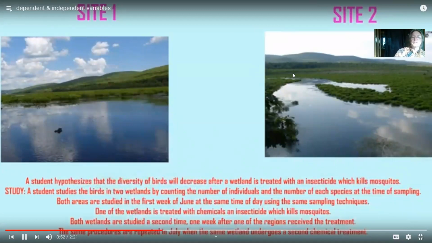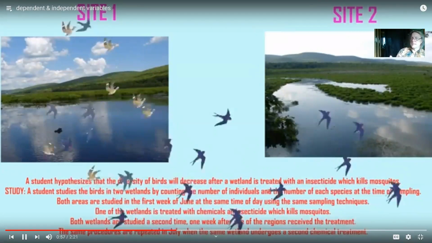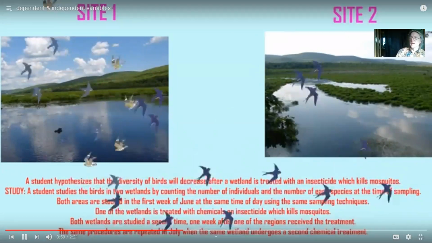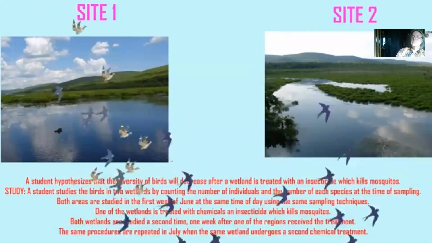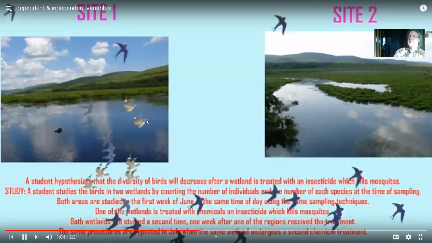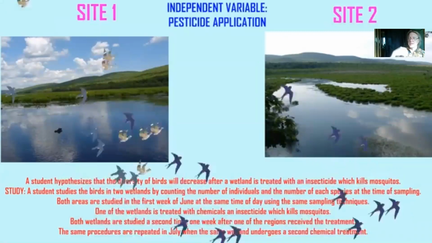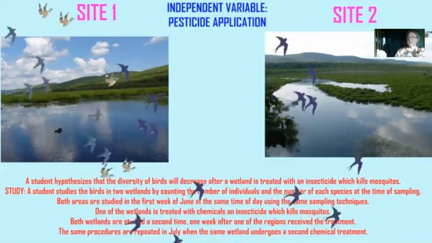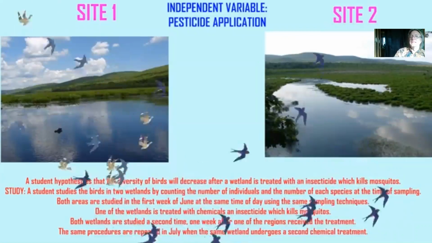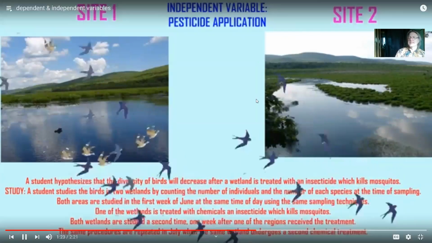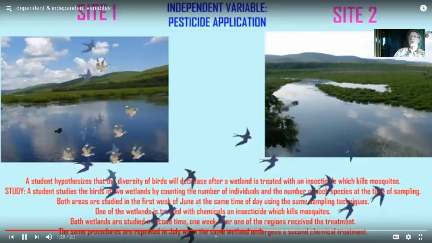The question then is, will that be the cause of a difference in the number or diversity of birds? So that's what we call the dependent variable, because a difference here might be caused by a difference in the independent variable. So if you compare sprayed versus not sprayed, that may cause a difference in bird diversity, little bird diversity, lots of bird diversity.